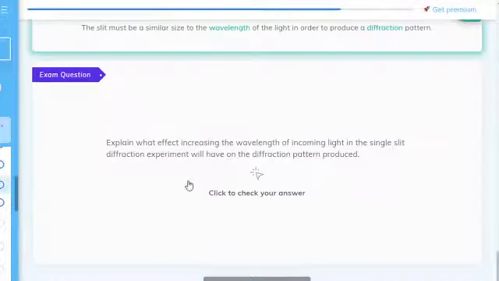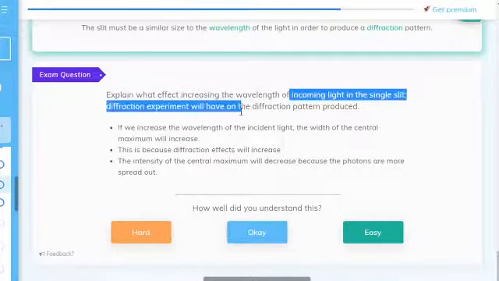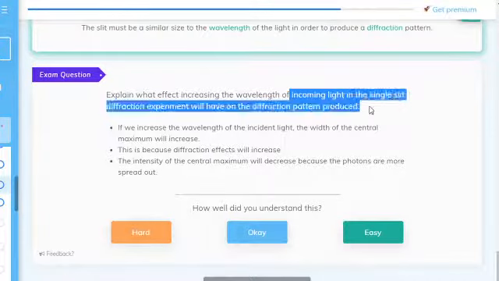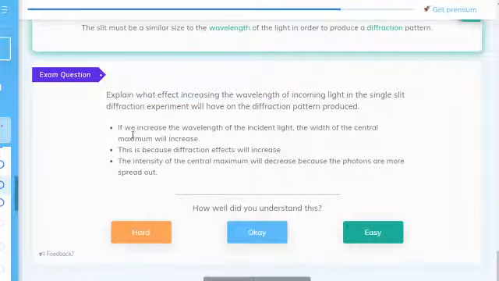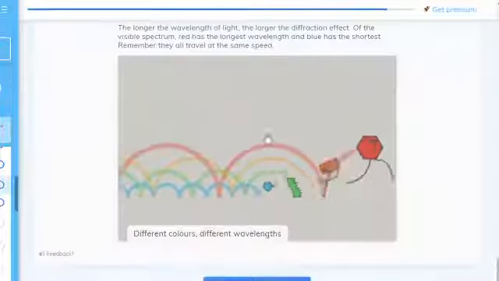So, pattern of diffraction. Explain what effect increasing the wavelength of incoming light in a single slit diffraction experiment will have on the diffraction pattern produced. If you increase the wavelength, there would be an increase in the spread of the photons. That would also mean there would be more diffraction, and the intensity of the central part would decrease because it's more spread out. The further from the center of the pattern, the dimmer the fringes get, because the main part is obviously the brightest part.